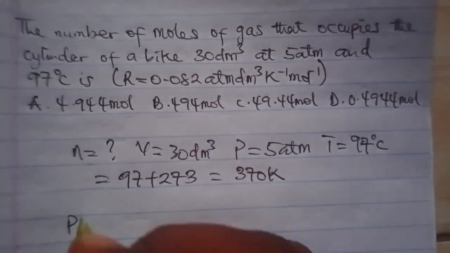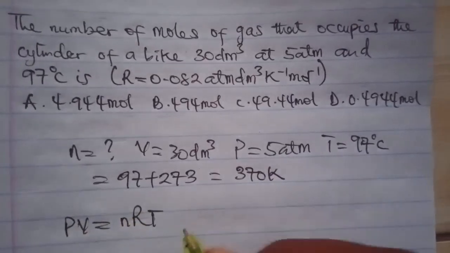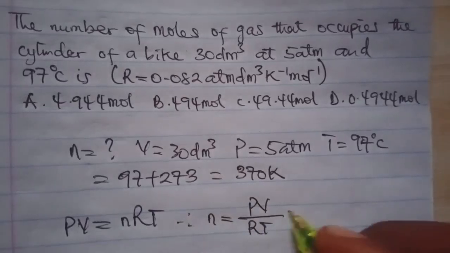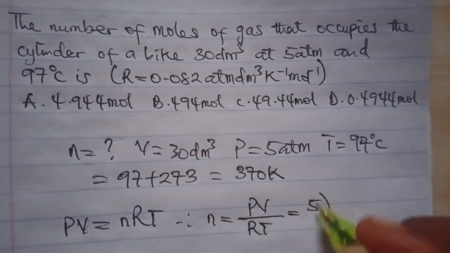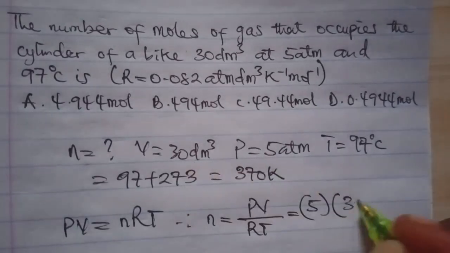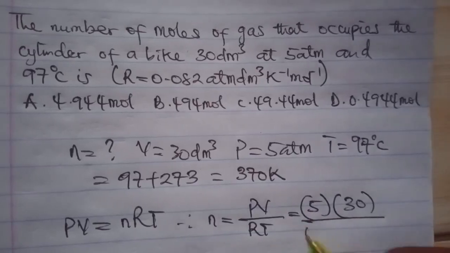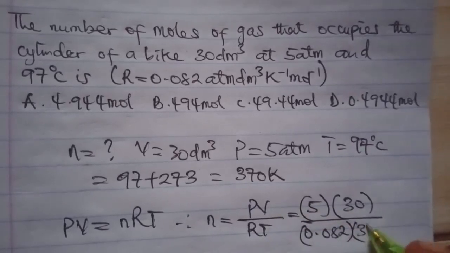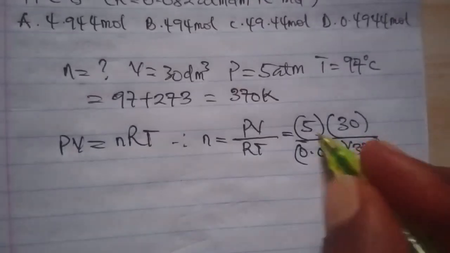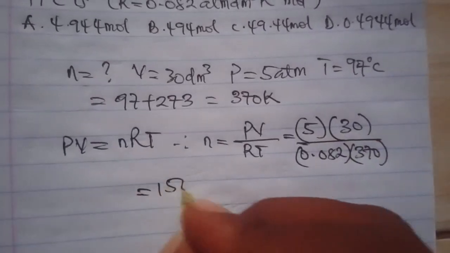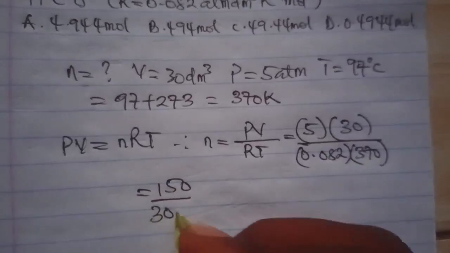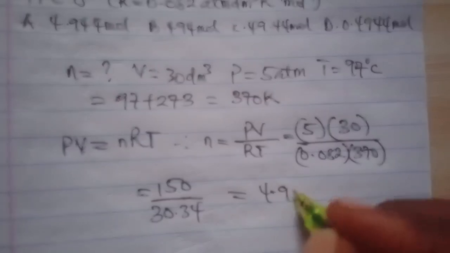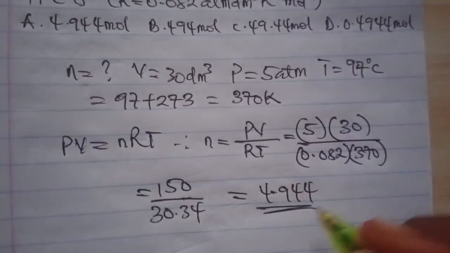So since PV is equal to nRT, therefore n becomes PV over RT. And if we put them, we have 5 times volume is 30 over R is 0.082 times T is 370. The top is going to give us 150, then the bottom will give us 30.34, and if we divide that, we get 4.944 approximately, which is option A.